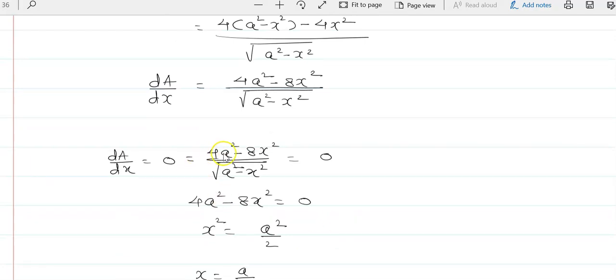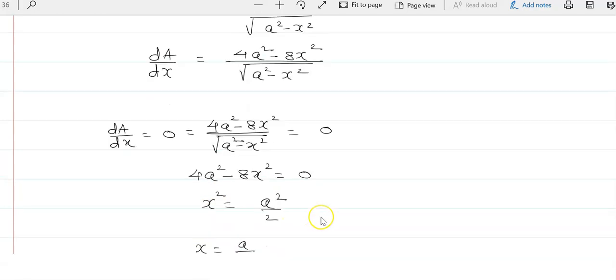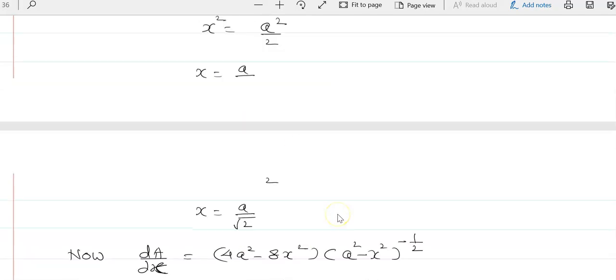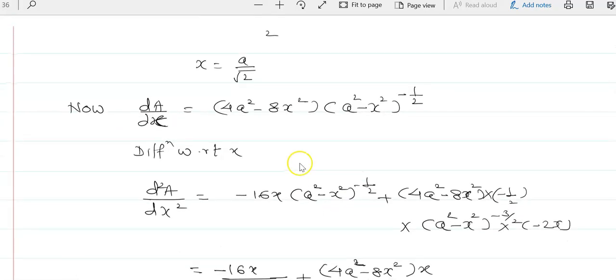And that's why (4a² − 8x²)/√(a² − x²) = 0, and therefore 4a² − 8x² = 0. Therefore x² = a²/2, and that's why x = a/√2, taking the square root on both sides. Here, this is the value of x.